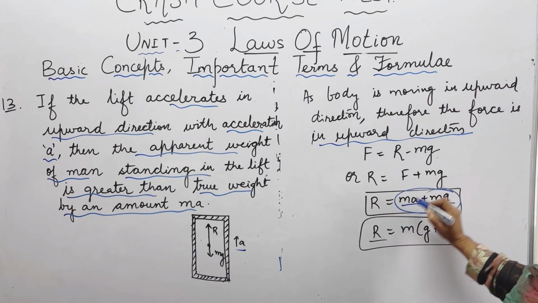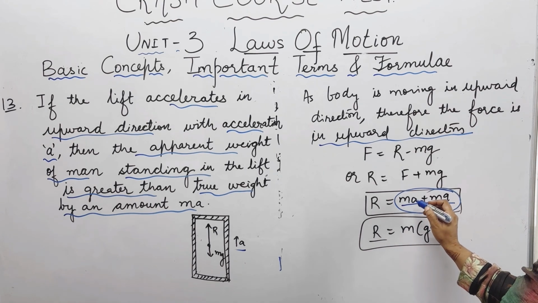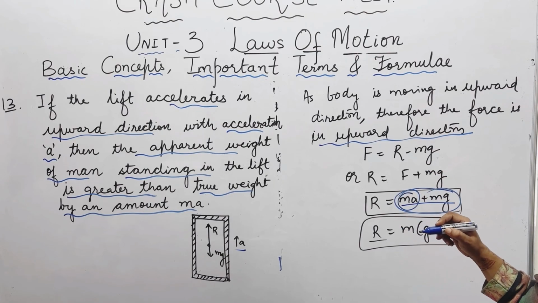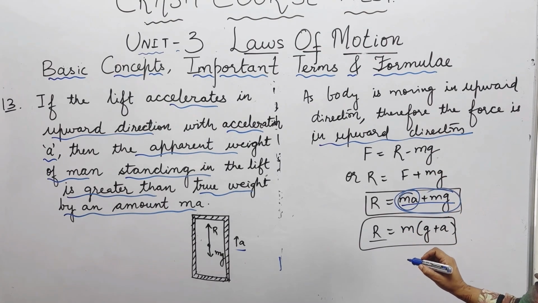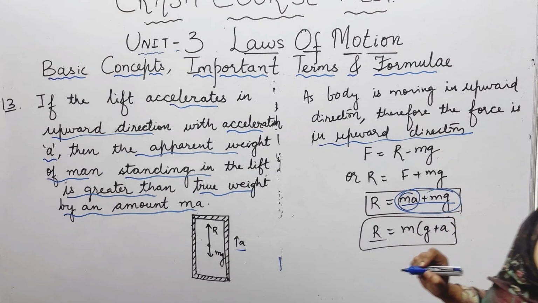So here we can see that the true weight is mg and the acceleration is a. So ma is being added when the body is moving in the upward direction in the lift, and the acceleration acting on the body will be g plus a.